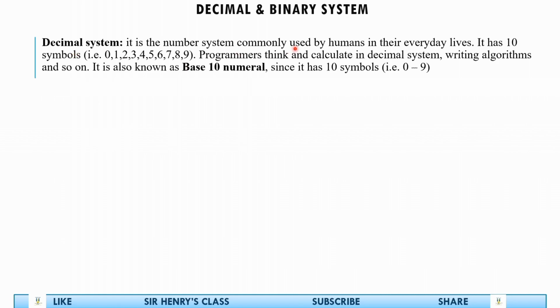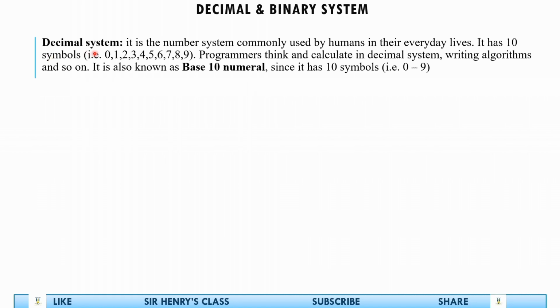When we talk about decimal system, it is the number system commonly used by humans in their daily lives. It has 10 symbols. So here we are not talking basically about numbers, but we are talking about codes and symbols. You know, programming is about coding or code. So anything we talk about here is symbol or code. Don't see it as a number, but as a code that is used in programming.